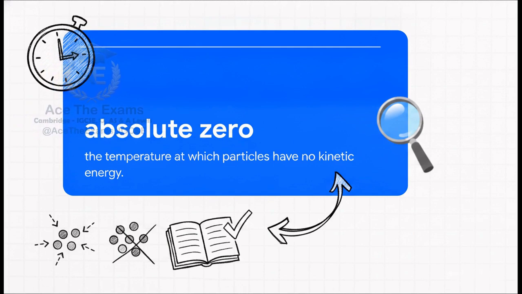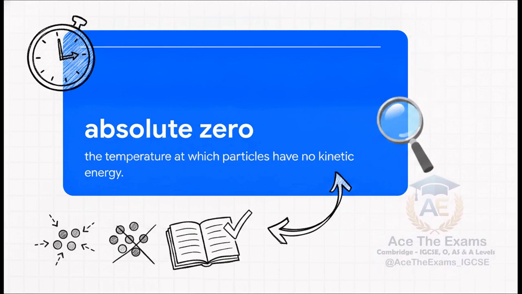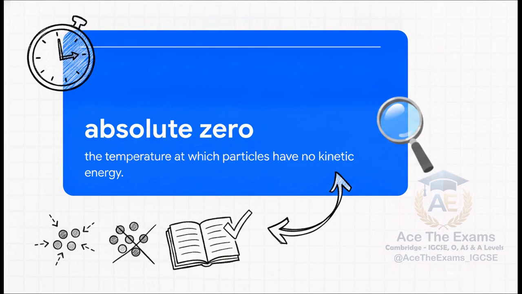Time for a quick data scan challenge. Imagine a complex physics chart, and the question asks what happens at 0 Kelvin. If you write, it gets really cold and everything stops, you get absolutely 0 marks. The examiner is scanning your paper for the exact syllabus definition of absolute zero, the temperature at which particles have no kinetic energy. That precise scientific phrase is the only thing that unlocks the mark.